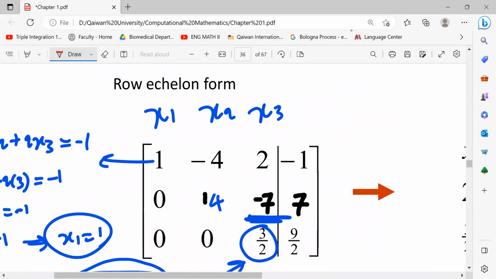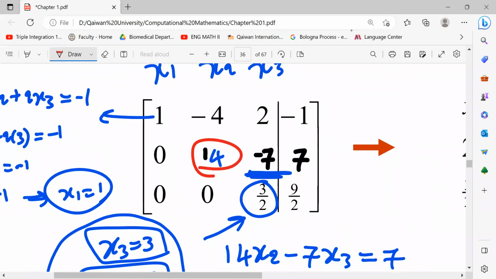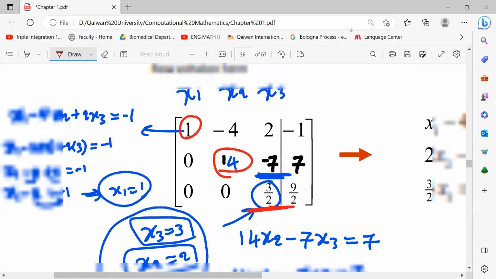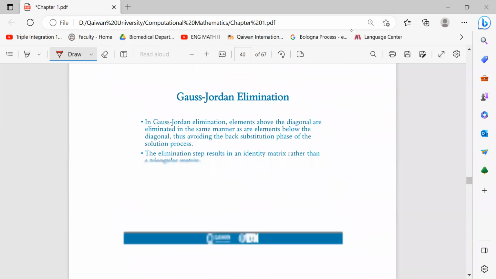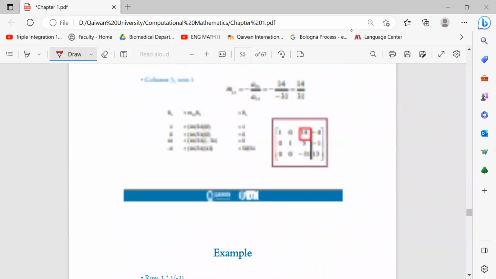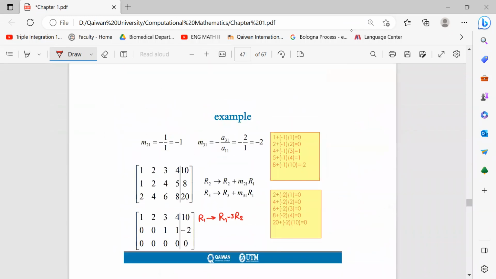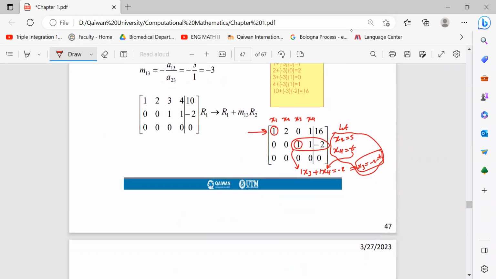Look, this is 14. This is 1. This is 3/2. These are leading terms. Okay? But this is Gauss elimination. In Gauss-Jordan elimination, the process makes the leading terms 1. In the process, we must make them 1. Okay? That's it.